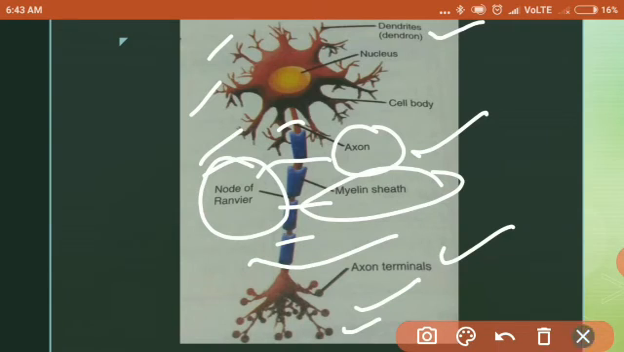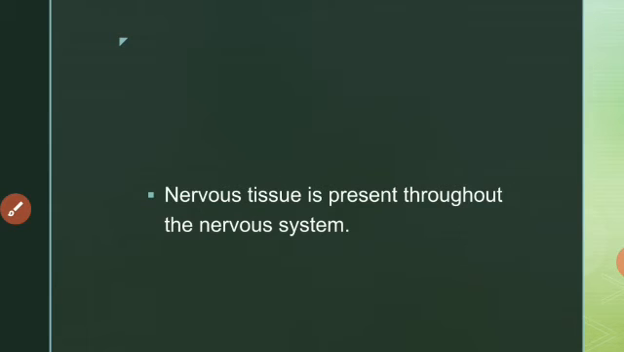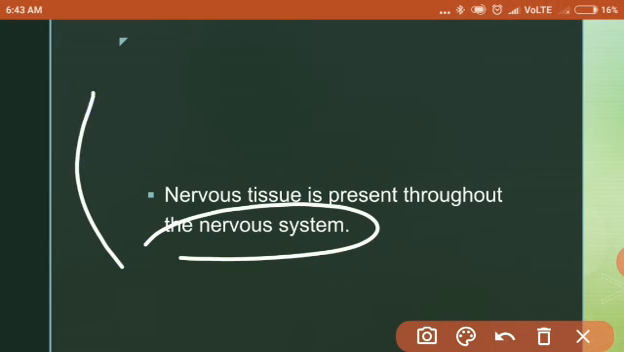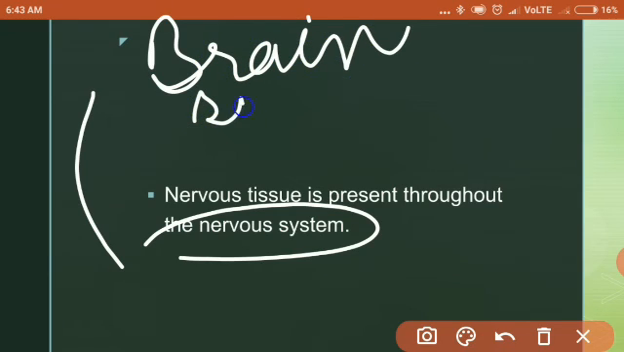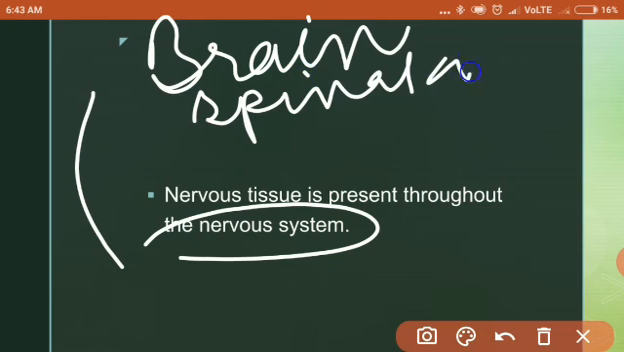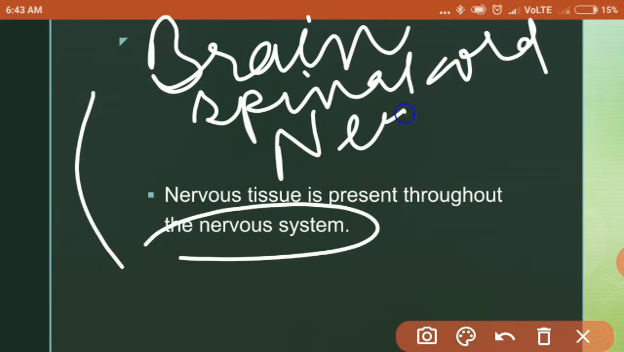Where is this nervous tissue present? Nervous tissues are present throughout the nervous system. So what is the nervous system? The nervous system is that system which is responsible for sending messages and receiving messages from one part of the body to the other part. The nervous system consists of three main organs: the brain, which is the master of your body, then the spinal cord, and nerves. So brain, spinal cord and nerves are all made up of nervous tissues.